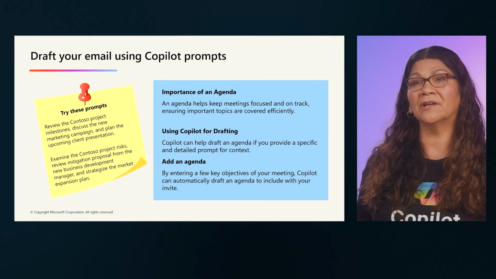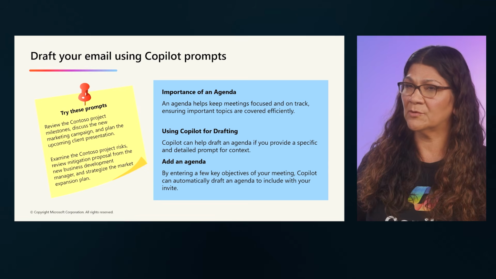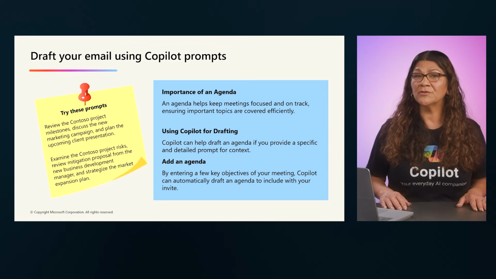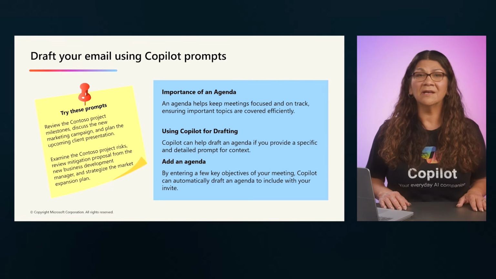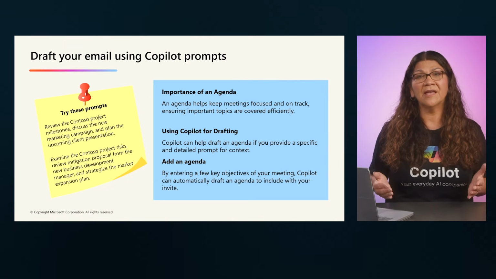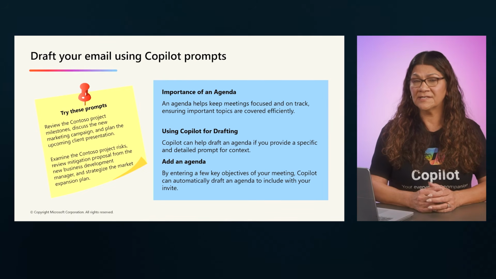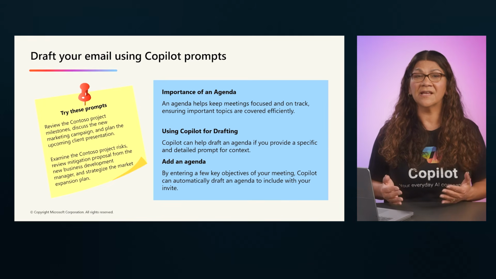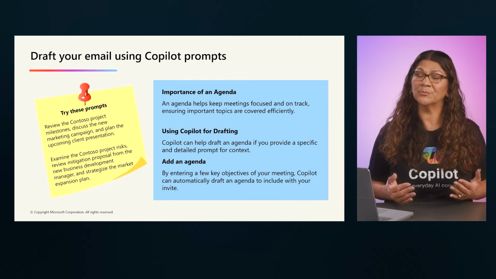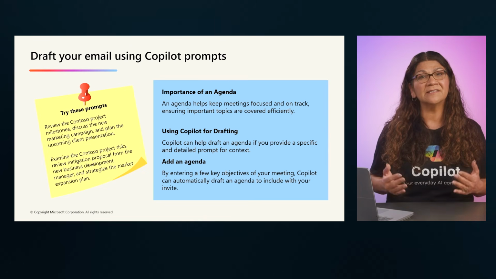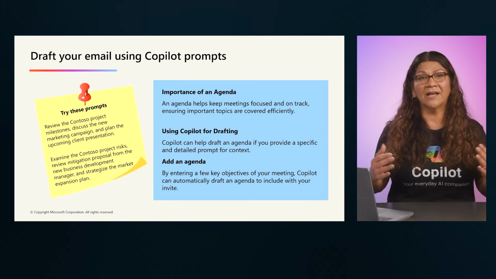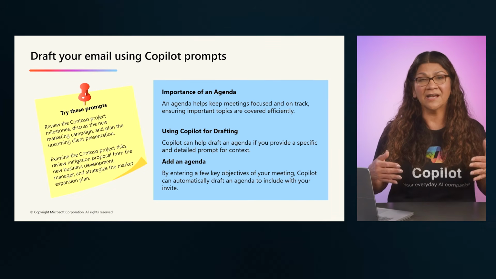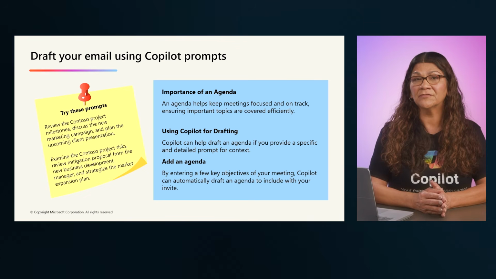For example, you're organizing a project review with multiple stakeholders in limited time. You can prompt Copilot with review the Contoso project milestones, discuss the new marketing campaign, and plan the upcoming client presentation. Or examine Contoso project risks and strategize the market expansion plan. Copilot instantly drafts an agenda aligned to those objectives, helping you to run a more focused meeting that drives decisions instead of drifting off topic.